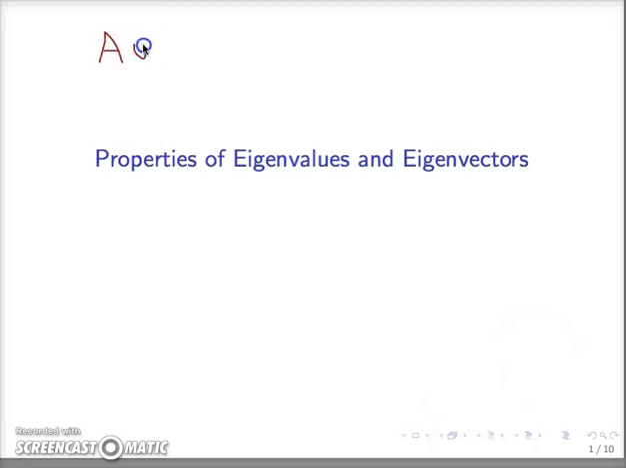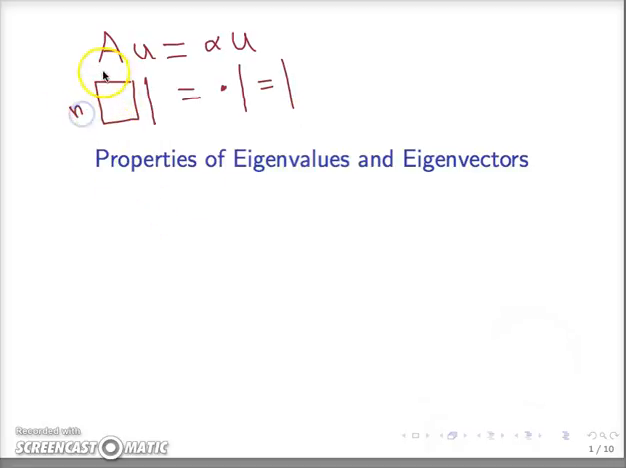Let's say you could write A times U and then express this in terms of the product, a scalar alpha times U. So the important thing here is that we are multiplying a square matrix times a column vector, and that equals a vector obtained by multiplying a scalar times a vector, a scalar multiple of the same vector, right? So this still has that shape. What is required here is for this matrix to be square.